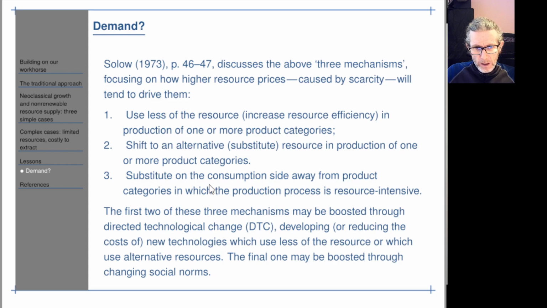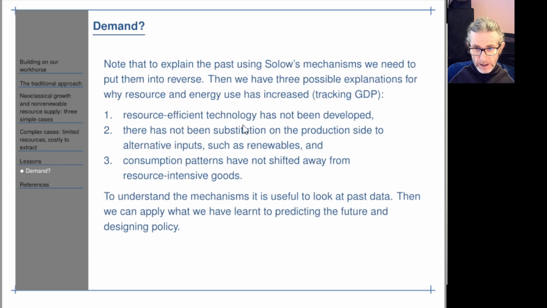Okay, and we're back to that Solow 1973 paper. But actually, what we've seen in the data for resource use is more these processes in reverse. Because resources haven't got more expensive, we haven't developed resource efficient technology, we haven't substituted to other things, and we haven't shifted our consumption away from resource intensive goods. That explains why the consumption has grown.